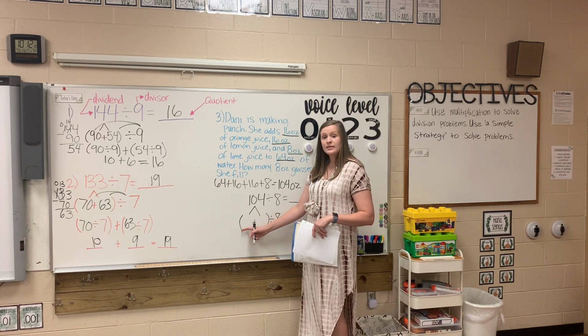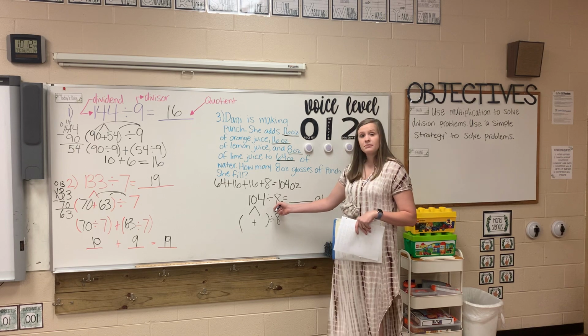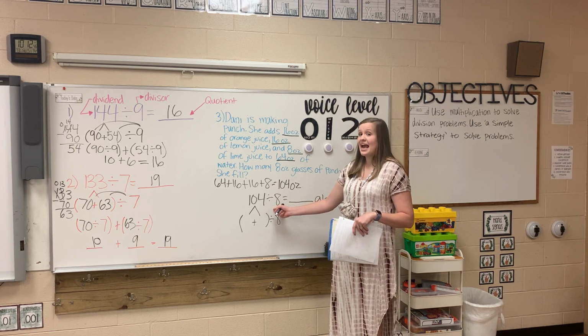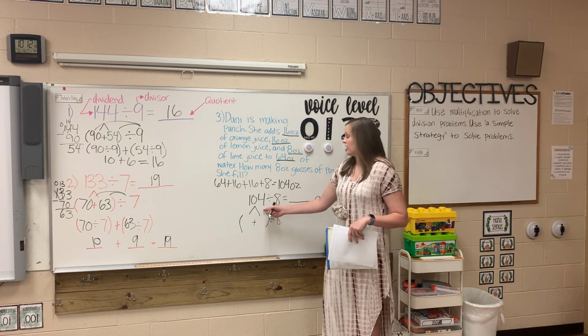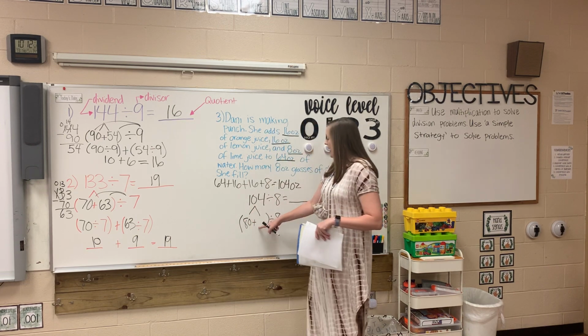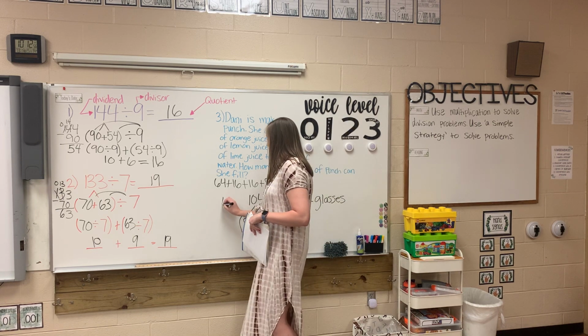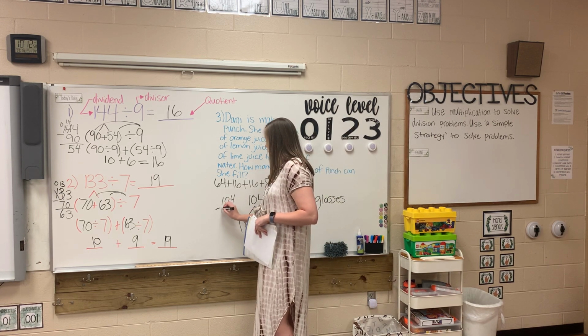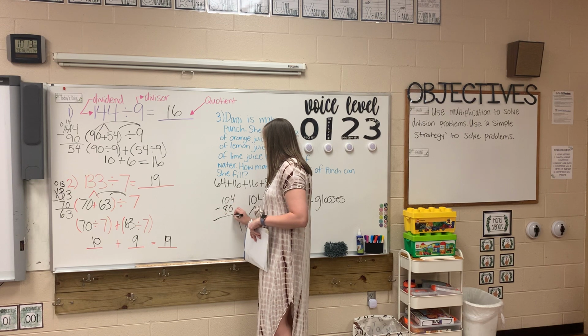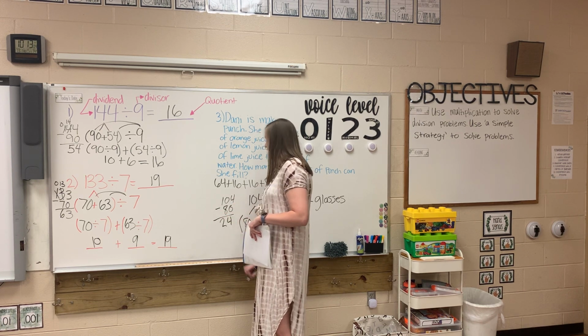So like I said, we're always going to start with a multiple of 10 because that's easy to divide. 8 times 10 is 80. 80 is smaller than 104, so let's do 80. Well then, how do we find this number? 104 minus 80. And that's going to give us 24.